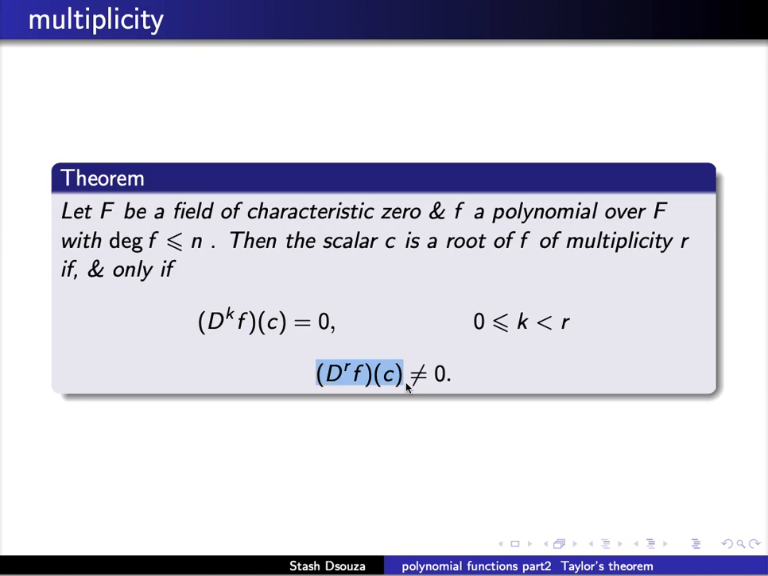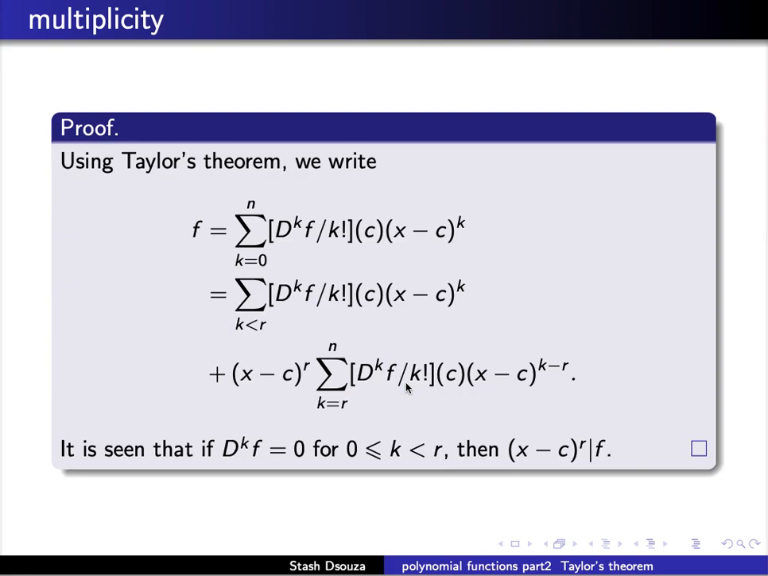The definition of multiplicity: we say that c is a root of f of multiplicity r if the polynomial x minus c to the power r divides f. We then say that it is a root of multiplicity r, and also that no greater power of x minus c other than r divides f.